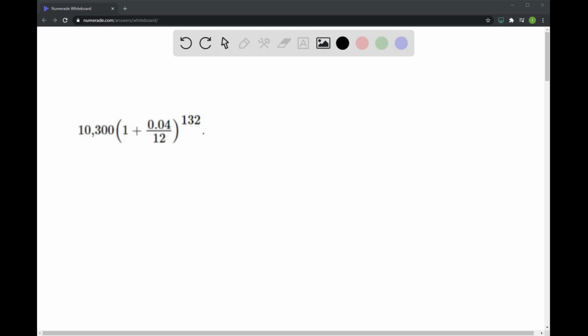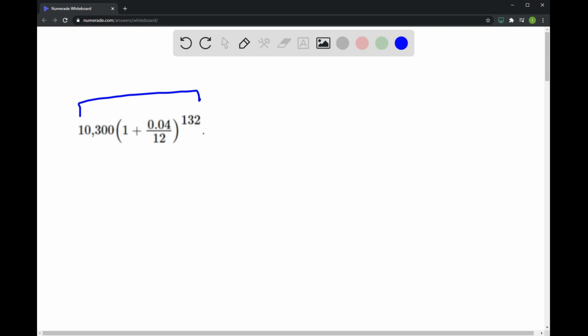So for us to be able to determine the value of this account, they pretty much already plug everything in for us. And all we really need to do is follow PEMDAS for this. So, PEMDAS. All right, so the first thing we need to do is look on the inside for parentheses. So we need to do everything here.